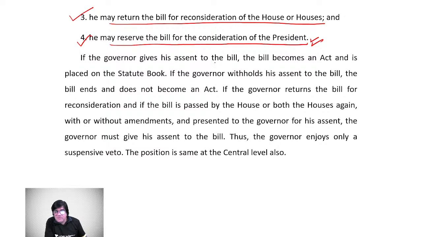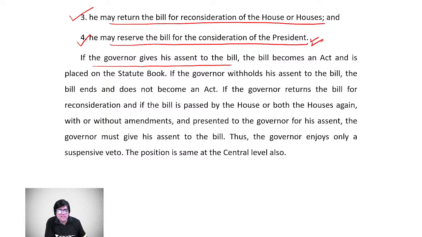But after the second time also, if the house or the houses have passed that bill and sent it back through the governor to the president, the president is not bound to say yes. That means the president exercises a kind of veto, right? He can exercise a kind of veto over the bills of the state legislature. So that is an added, protective cover which has been provided in our constitution.